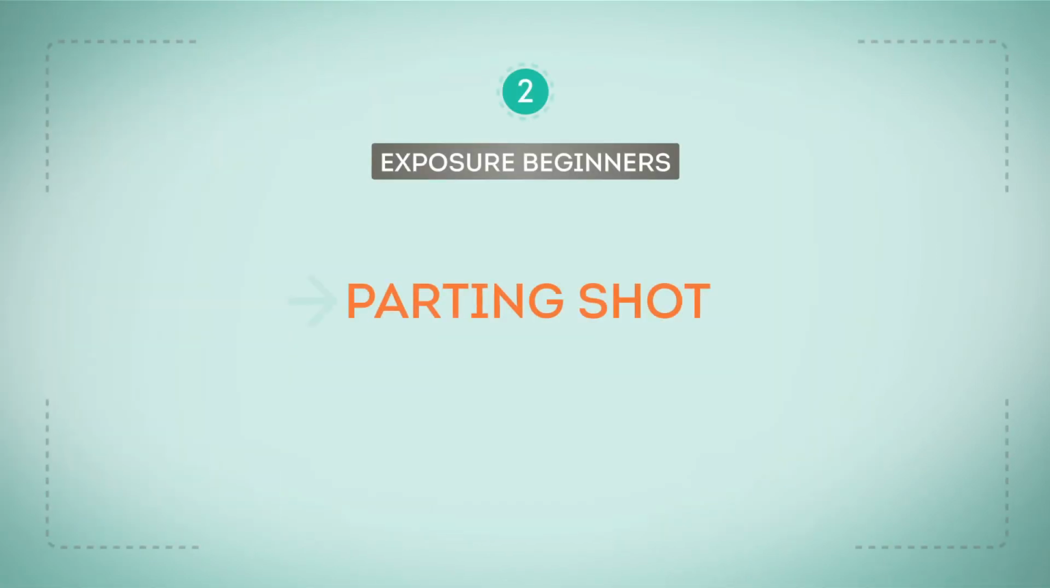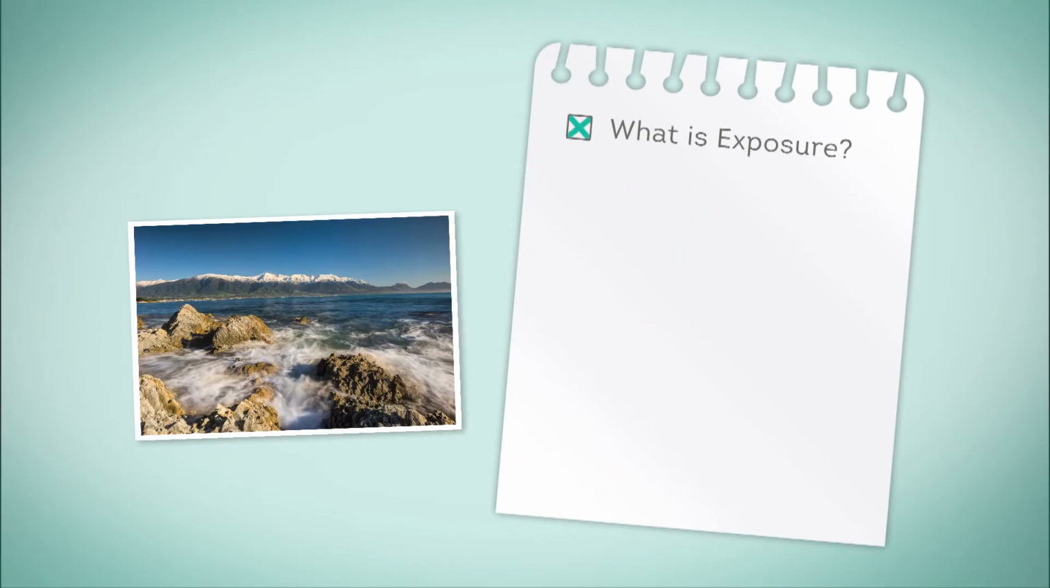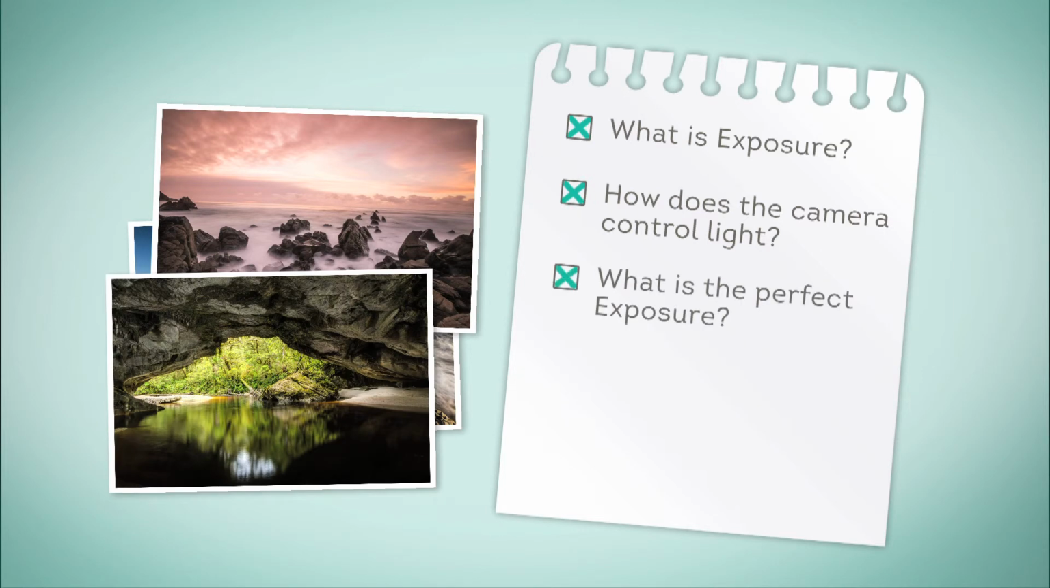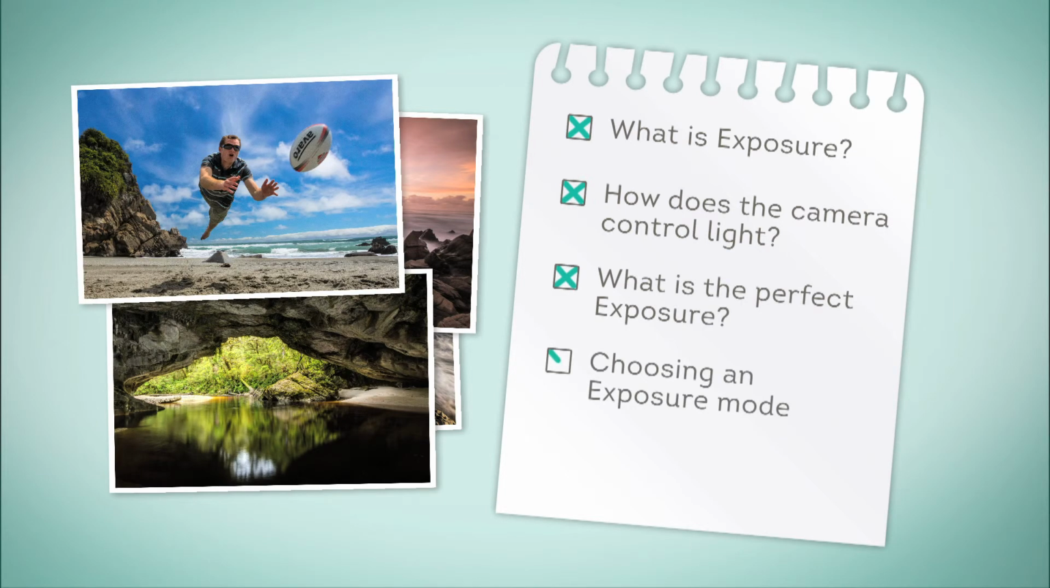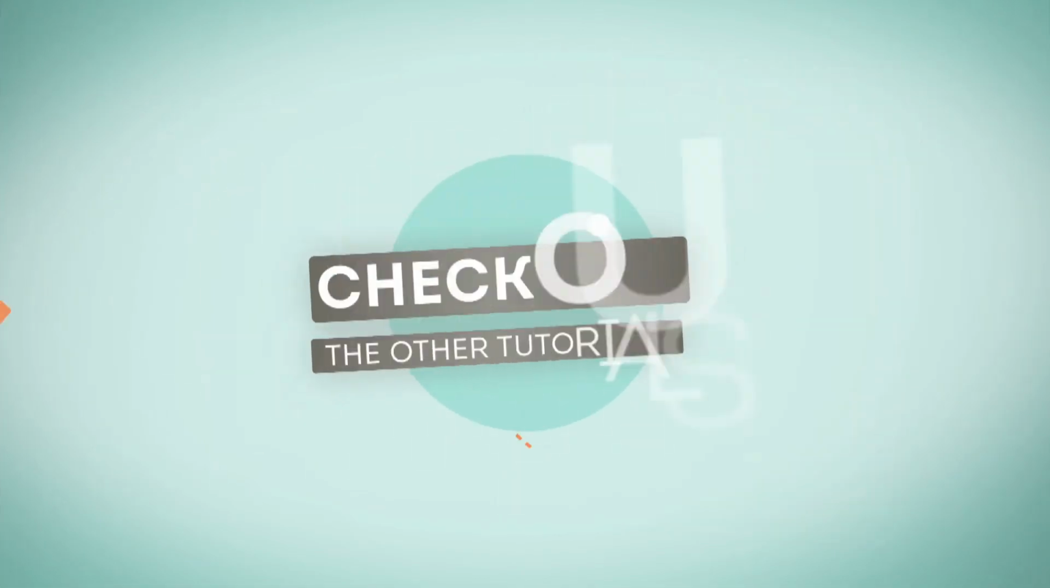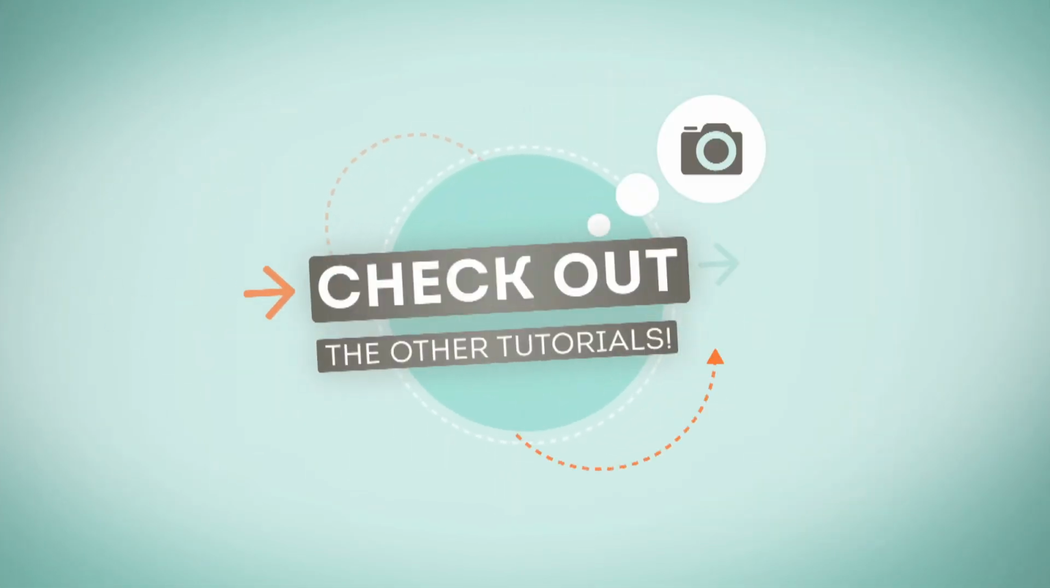Let's have a quick recap of what we've learnt in this tutorial. What is exposure? How does the camera control light? What is the perfect exposure? Choosing an exposure mode, and understanding exposure presets. Now that you're familiar with basic exposure, make sure you check out the other tutorials in the series and see how else you can take creative control of your camera.